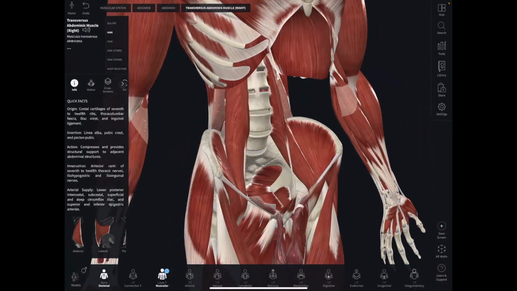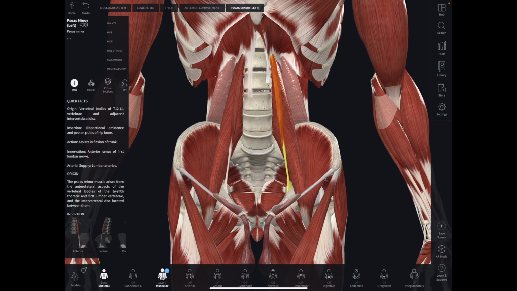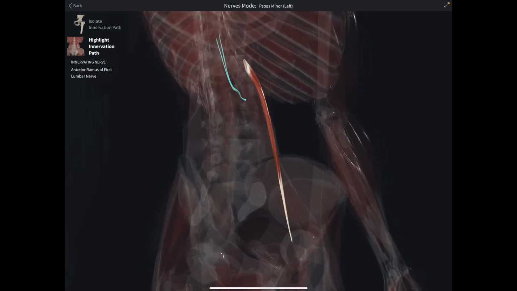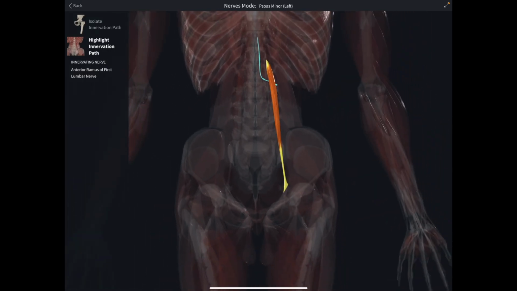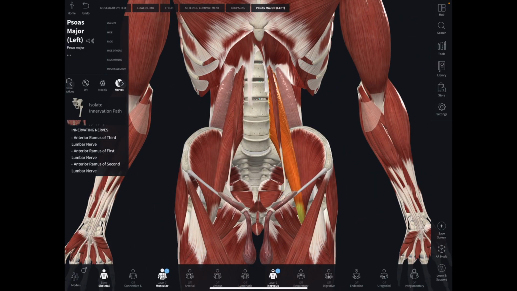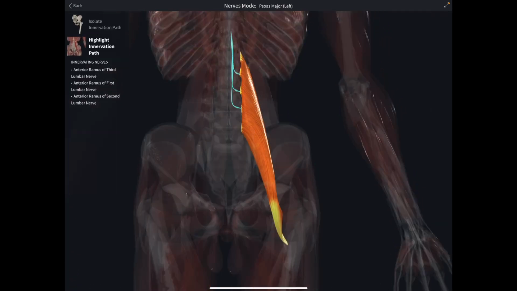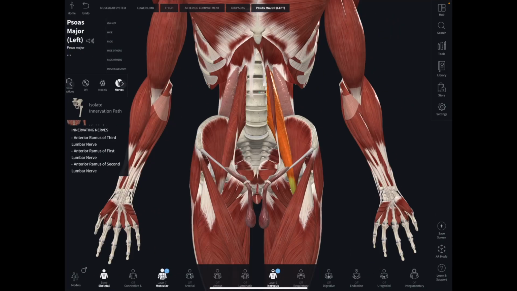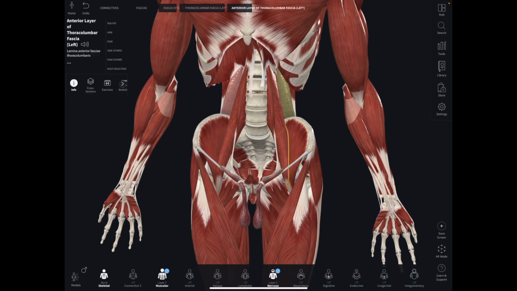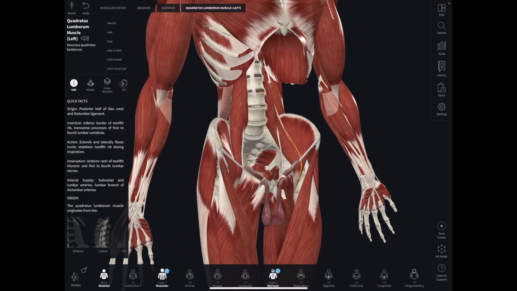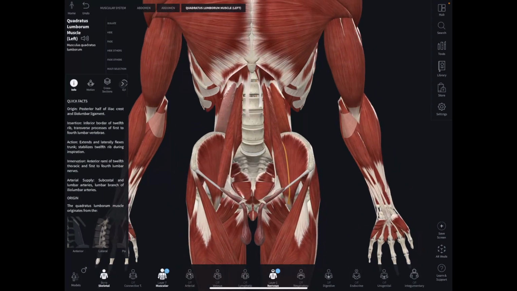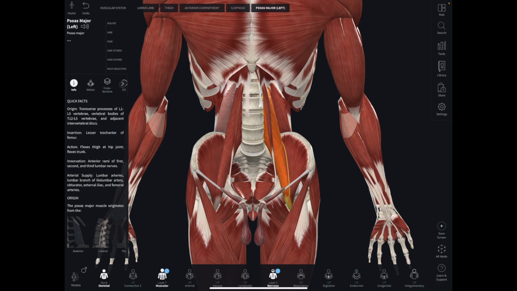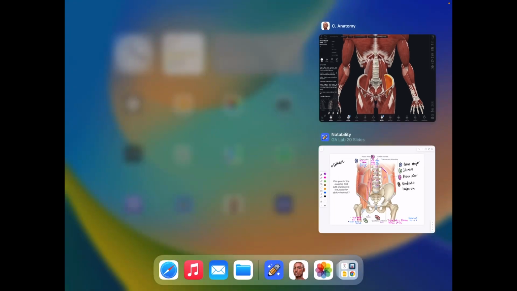All right, and here we can start to see some of the muscles we've been talking about. We have our psoas minor. Let's see if we can see the innervation. All right, psoas minor, so from L1. Then we have our psoas major. Let's see our innervation. All right, and we see first, second, and third. Then we have our iliacus muscle, and then our fascia, our quadratus lumborum right there. All right, so not too bad. Quadratus lumborum, psoas major, psoas minor, iliacus. All right, back to it.